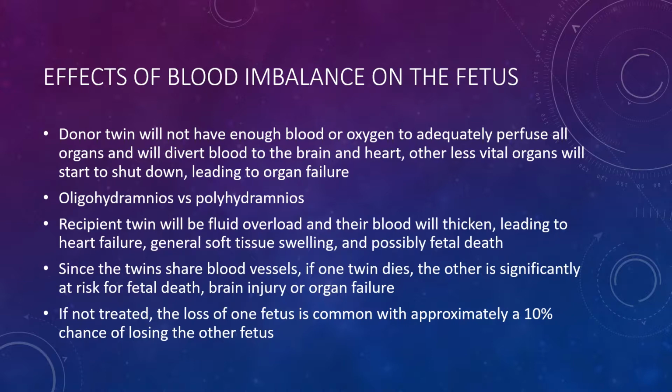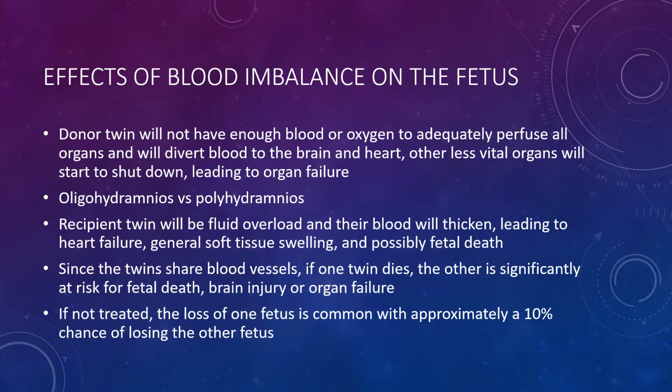They will be making very little urine, and over time, if this is untreated, eventually they can be making no urine at all. And as we will see in the staging process, whether you can see the bladder of the donor twin on the ultrasound will increase the severity or the staging level, because if you cannot see the donor bladder, that means that the donor twin is no longer making urine.